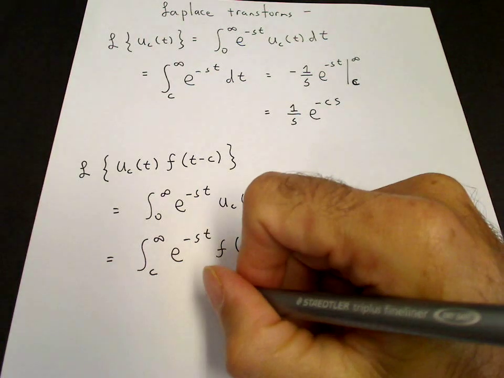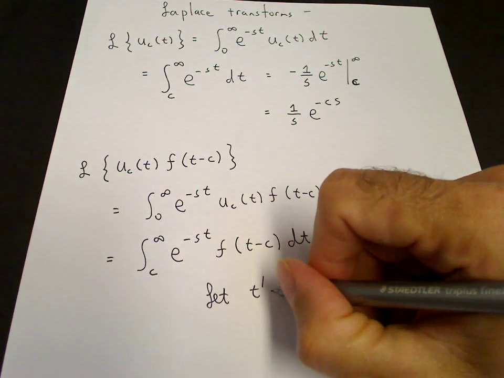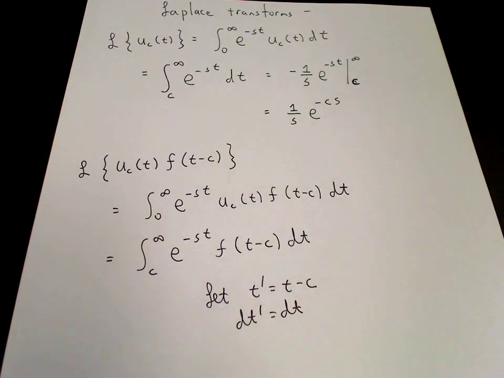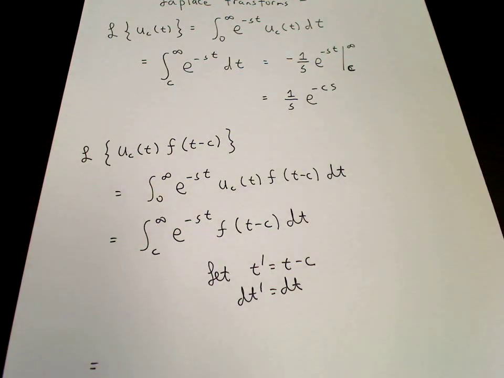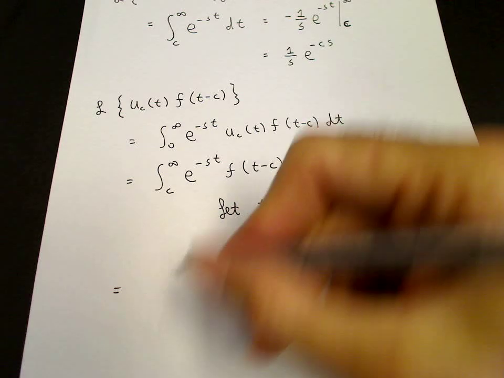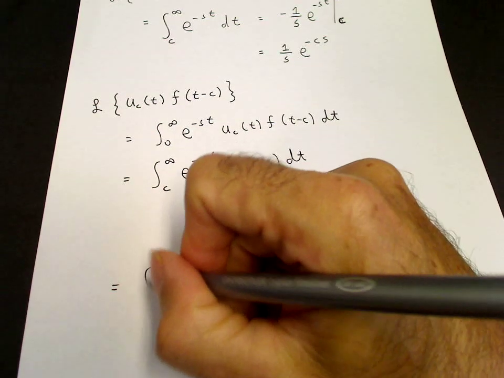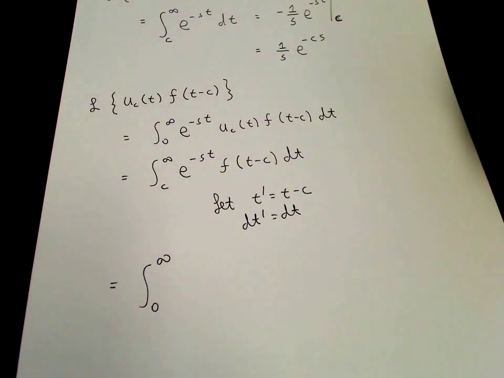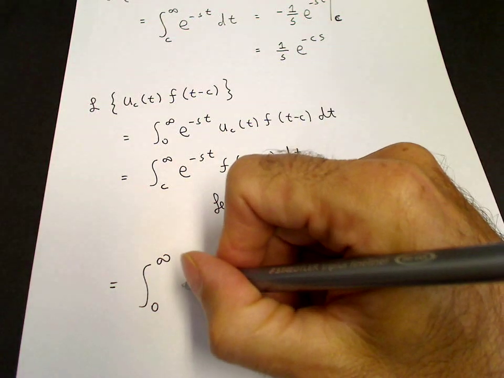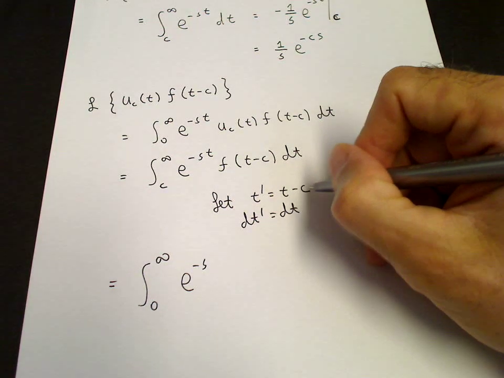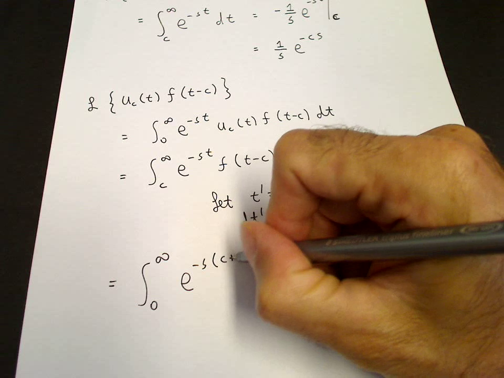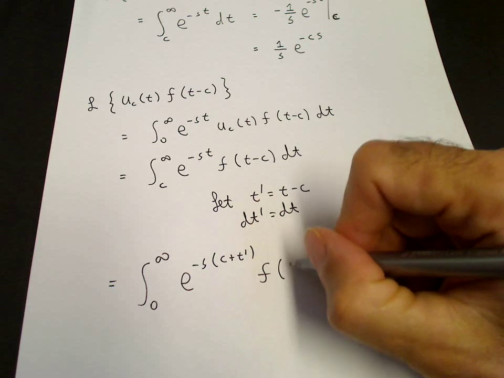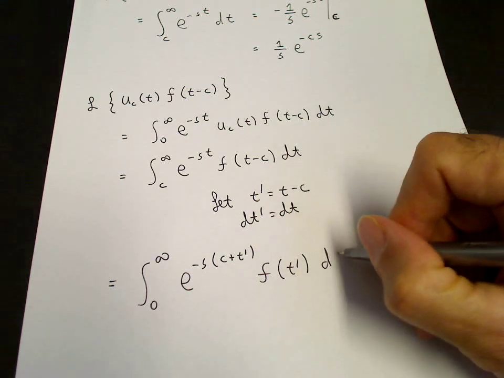And we can change variables here to do this integral. We can let t prime equal t minus c, so dt prime equals dt. And we get the integral of, substituting in t equals c, we have c minus c, so t prime goes from 0 to infinity. We have an e to the minus s times t, where t is t prime plus c, or c plus t prime, times f of t minus c, which is f of t prime, times dt, which is dt prime.